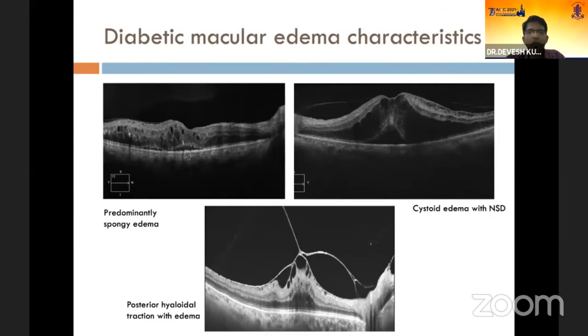Diabetic macular edema, other than monitoring the diabetic macular edema with treatment, it also helps in characterizing the macular edema, that whether it is predominantly spongy, whether it is predominantly cystoid, or whether there is a component of traction. So the treatment will depend on what type of edema there is. If there is spongy edema, then patient needs a systemic control. If there is cystoid edema, then patient needs anti-VEGF therapy. And if there is a neurosensory detachment, then patient will need intravitreal steroids. And a posterior hyaloidal traction will need a vitrectomy to relieve the traction.